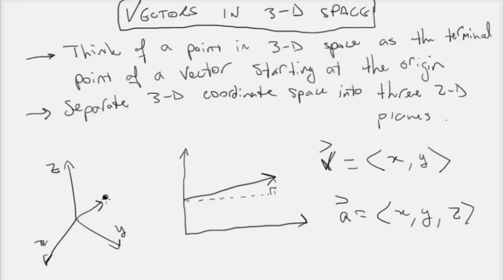The other thing that you're going to want to do when you're thinking in 3D space is to always separate out this 3D space in terms of three two-dimensional coordinate planes, three planes. And I'm going to show you what I mean in this next slide right here.